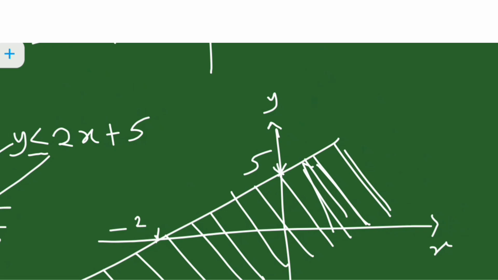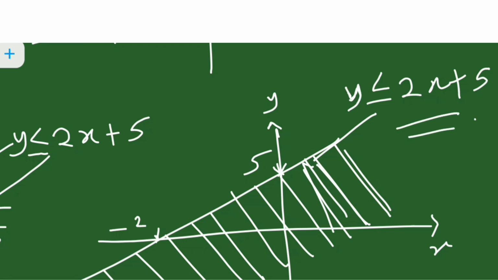Then you just come to your line here and you write y less than or equals to 2x plus 5. So that's the answer. Now let's move to the next part, which is quadratic inequality. So pay attention carefully, but this is the best part. Let's go.